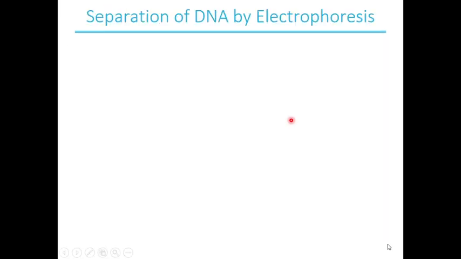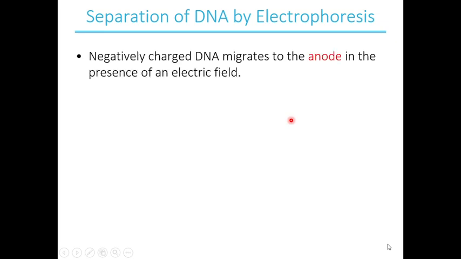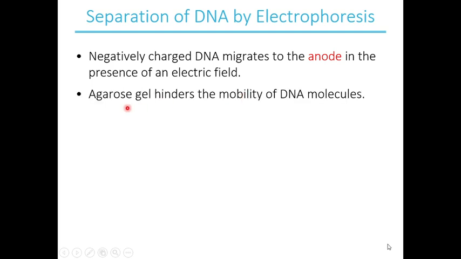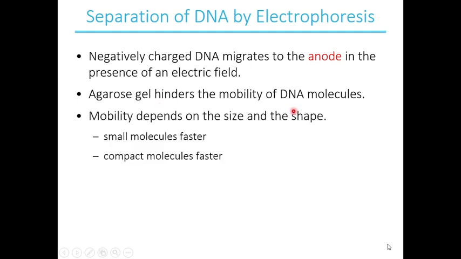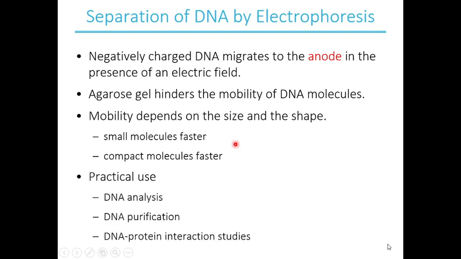DNA electrophoresis is an invaluable technique that is used during DNA cloning. Negatively charged DNA migrates to the anode in the presence of an electric field. Agarose, that is the matrix of the gel, hinders the mobility of DNA molecules. Mobility of DNA depends on the size and the shape. Small and compact molecules move faster.